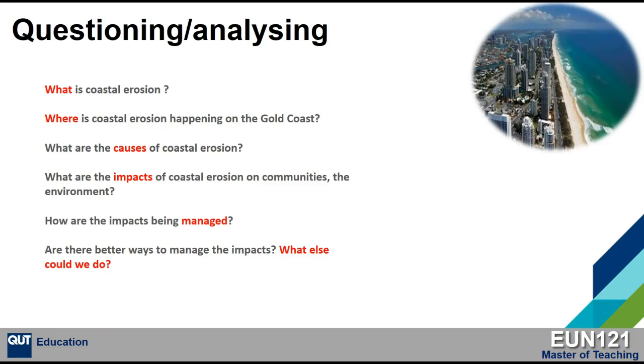I'm going to take the different elements from the Australian curriculum and show you how I might build up my inquiry looking at the topic of coastal erosion on the Gold Coast. So my simple questions might be, what is coastal erosion? Where is coastal erosion happening on the Gold Coast? What are the causes of coastal erosion? What are the impacts of coastal erosion on communities and the environment? How are the impacts being managed? Are there better ways to manage the impacts? What else could we do?